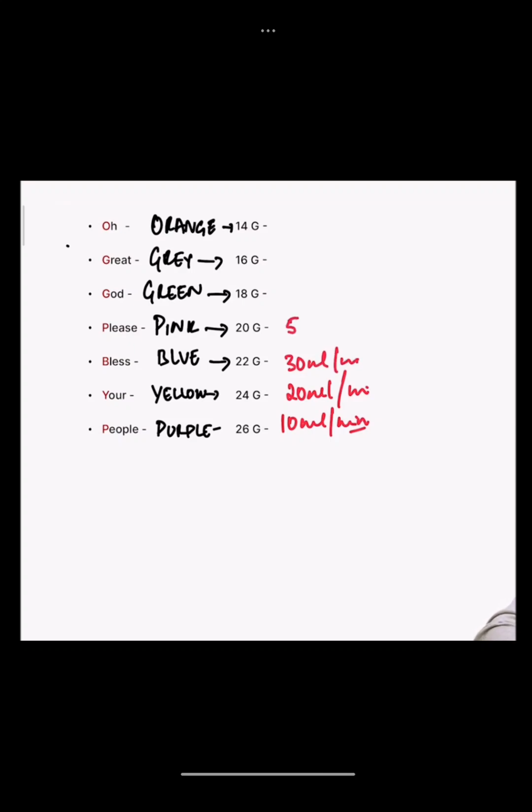With 20 gauge it is 50 ml per minute. With 18 gauge it is 100 ml per minute. With 16 gauge it is 200 ml per minute, and with 14 gauge it is 270 ml per minute of fluid that can be given. So that's regarding the fluid that we give through the IV cannula.